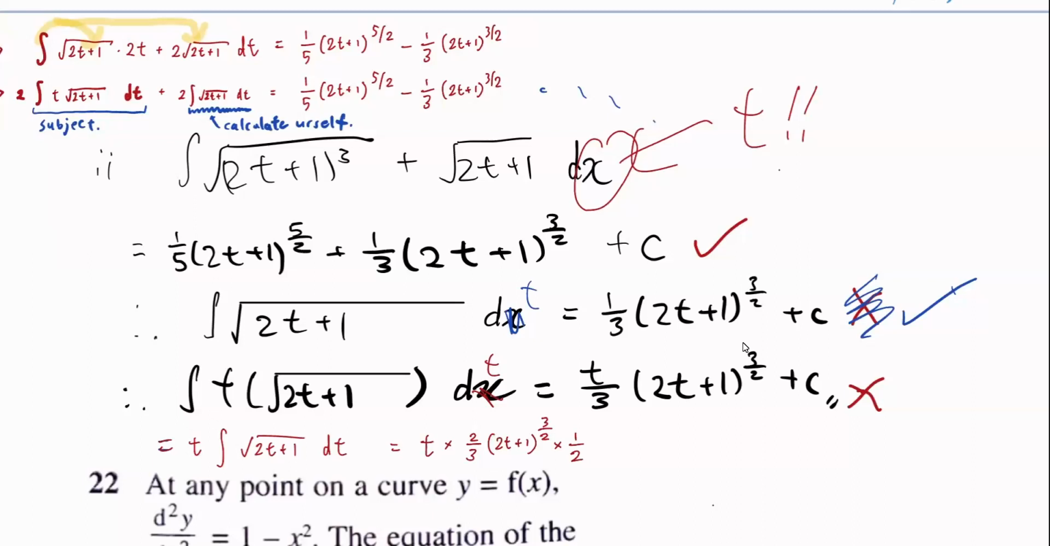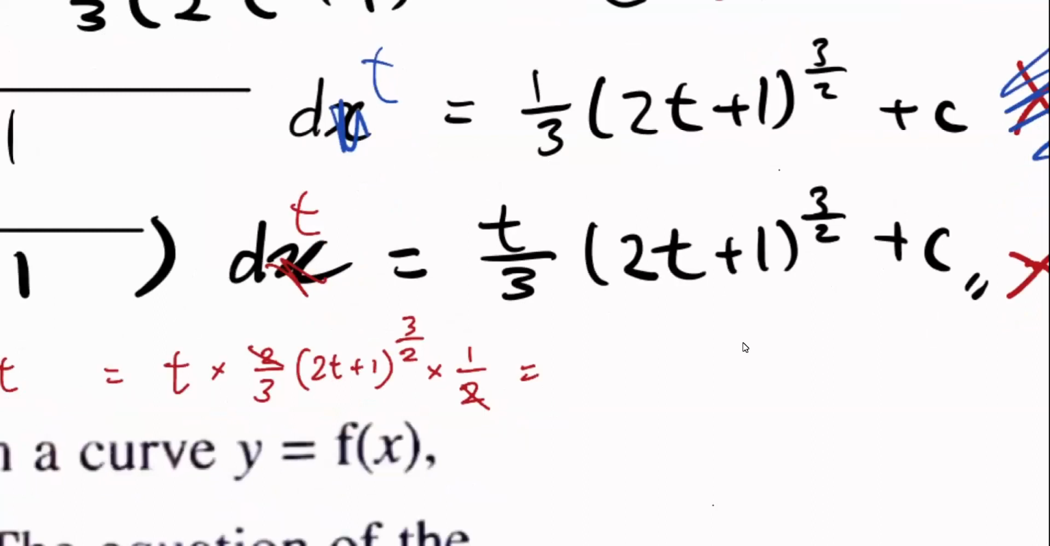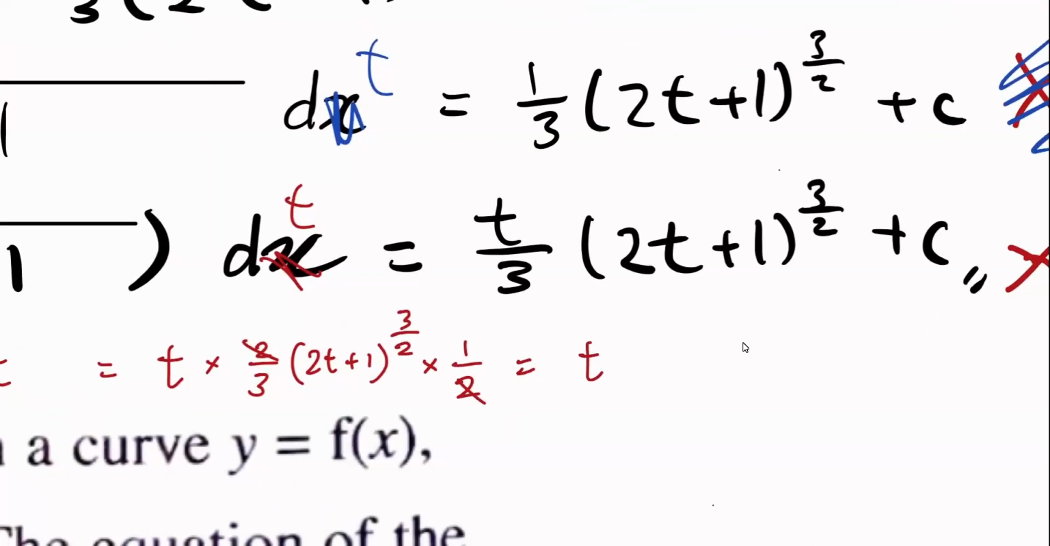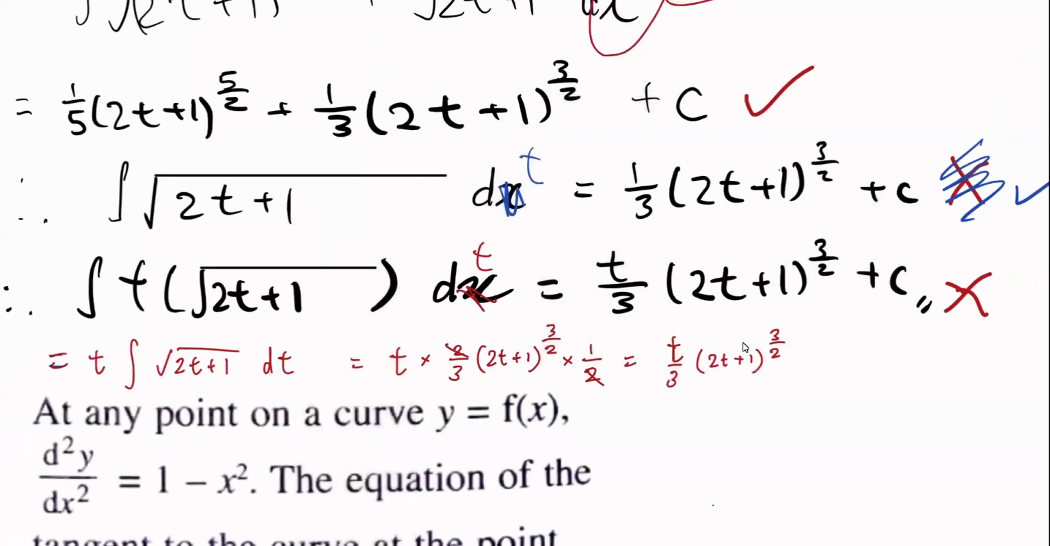I think this is what you did. Then the 2 and 2 cancel away, so you're left with t times 1/3 of 2t plus 1 to the power of 3/2. Then you bring the t on top, so t over 3. Is this what you did? I genuinely do not remember, but that sounds like what I did.